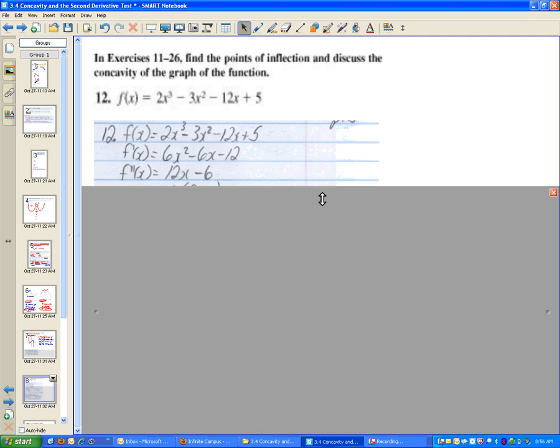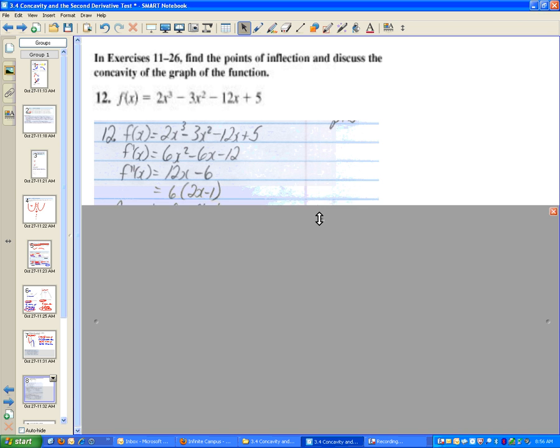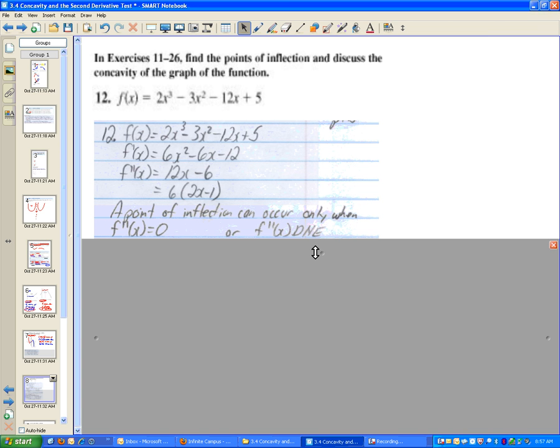Now, like we always factored the first derivative because it made it easier to find critical numbers, factor the second derivative, it makes it easier to find possible points of inflection. So I'll factor a 6 out. We always used to write the sentence that said critical numbers occur when f prime of x equals 0 or f prime of x does not exist. Now we say a point of inflection can occur only when f double prime of x equals 0 or f double prime of x does not exist.